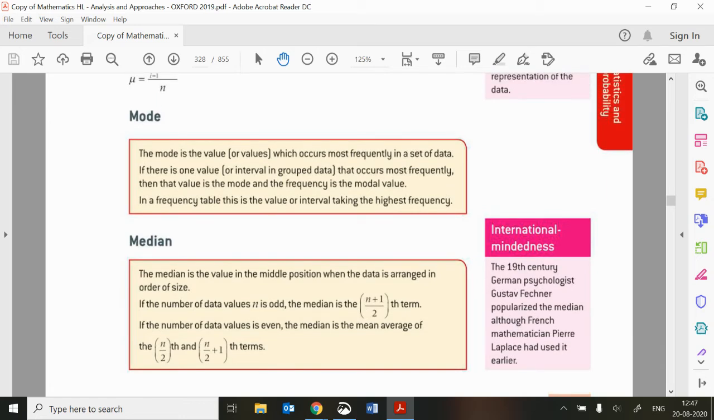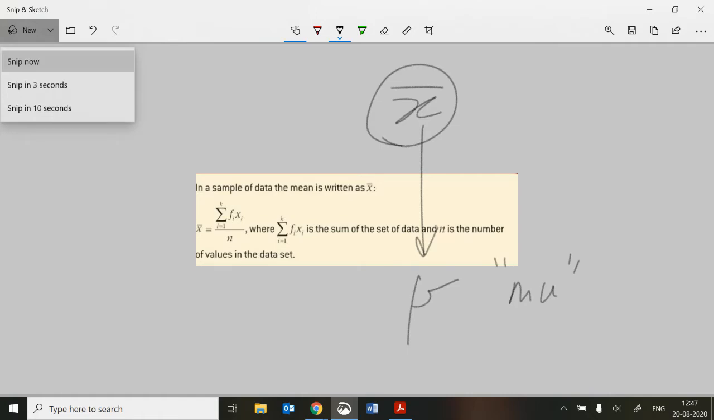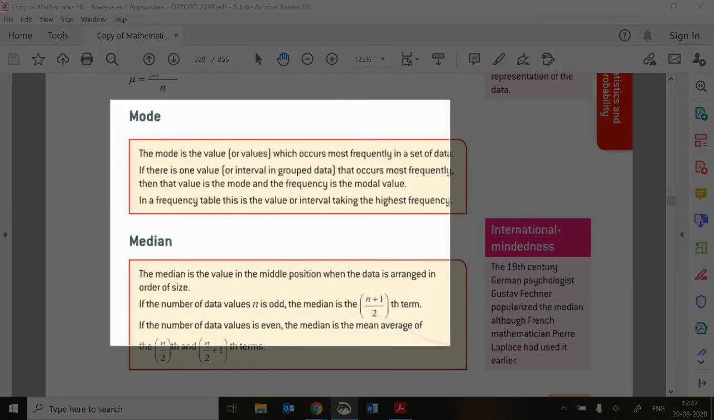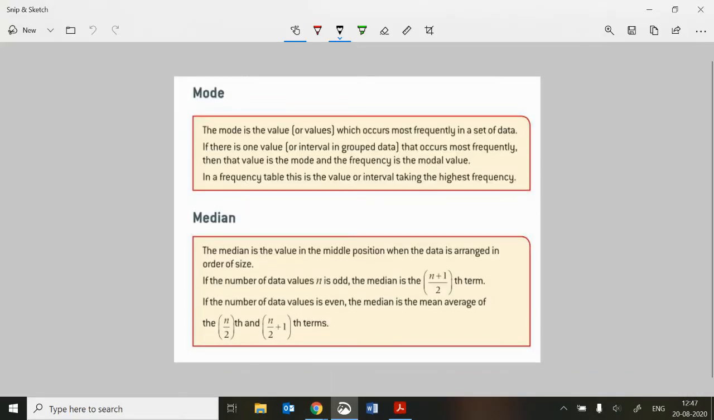The second point that they've made there, let's just pick this apart. They've actually said if there is one value that occurs most frequently, then that value is the mode, and the frequency is the modal value. They're saying the modal value is the frequency attributed to the mode. That's interesting as a definition, but I've not defined things like that previously.